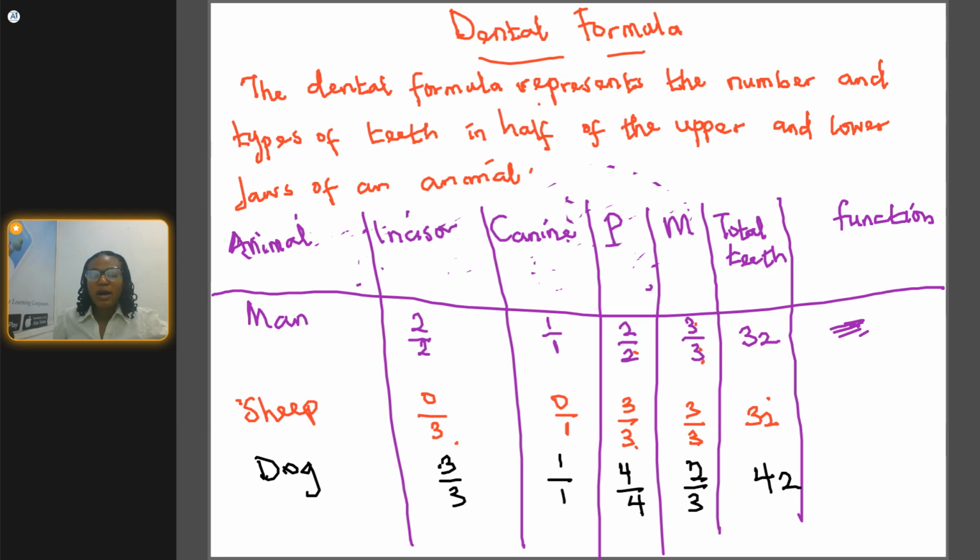All right. So I believe you all understand this topic. If you have any question that is bothering you, you can ask using the chat box. And don't forget that sheep are herbivores. Okay, sheep are herbivores. So they don't have the sharp pointed canine because they are herbivores. They don't feed on flesh.